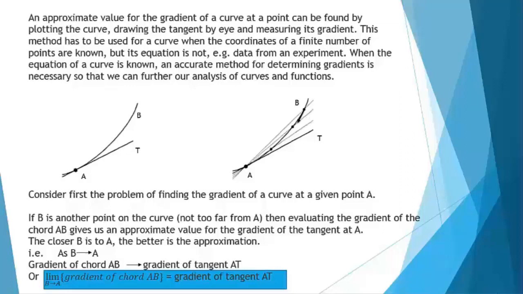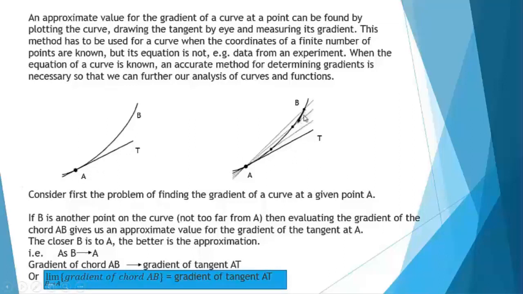There are two diagrams given and we are going to discuss how the gradient of a chord AB equals the gradient of a tangent AT. Consider first the problem of finding the gradient of a curve at a point A. If B is another point on the curve which is not too far from A, then evaluating the gradient of the chord AB gives us an approximate value for the gradient of the tangent at A. The closer B is to A, the better the approximation.